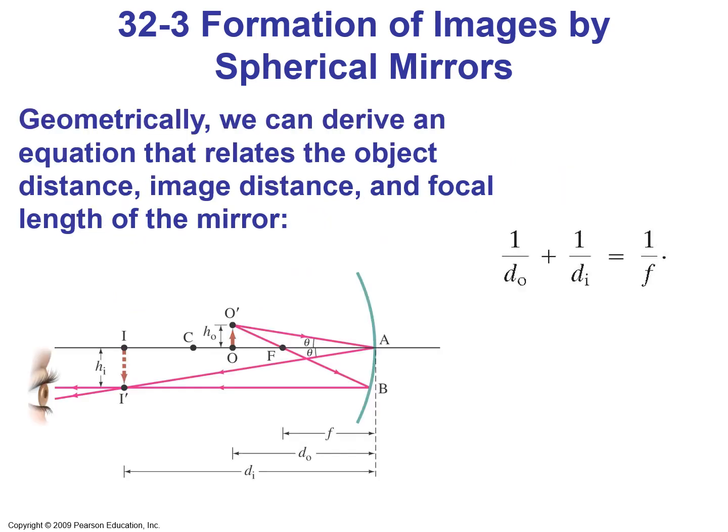Geometrically, we can derive an equation that relates the object distance, image distance, and focal length of the mirror. As we define, F is the focal point or focal length of the curved mirror, DO is the distance of the object, and DI is the distance where the image will be formed. And the relationship says 1 over the distance of the object plus 1 over the distance of the image from the mirror is equal to 1 over F, the focal length.